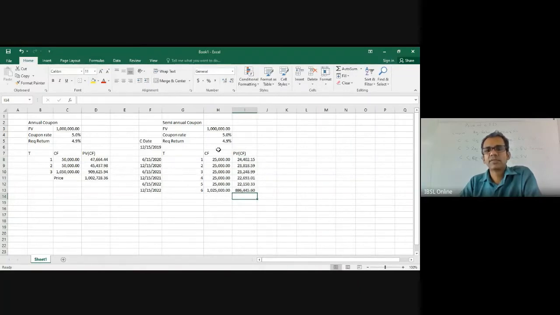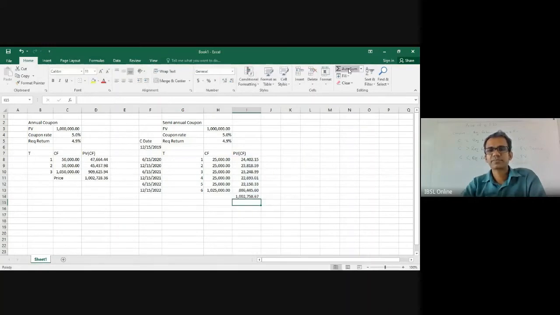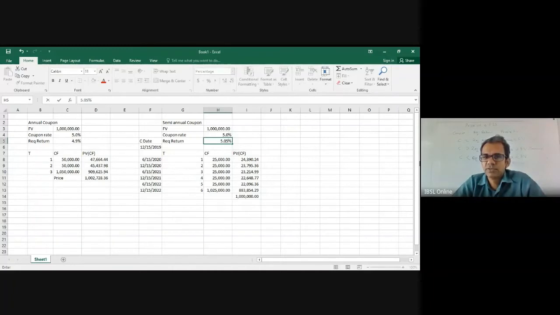Now again, still, when the required rate of return is less than the coupon rate, what do we expect? We expect the price to be higher than face value. Now you can see the price is different. This is just because of the timing of the cash flows and the change in the amounts. If you make it 5%, still you get 1 million. If you make it 5.1 or whatever above, even say 5.05 above the coupon rate, then you should get a price less than the face value.